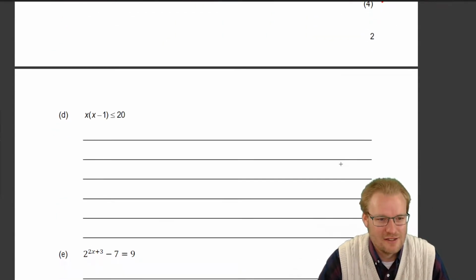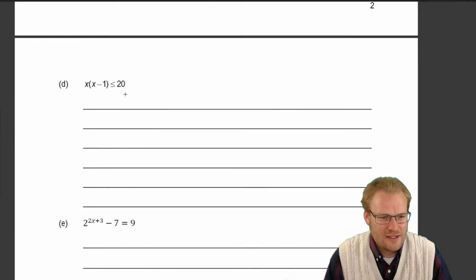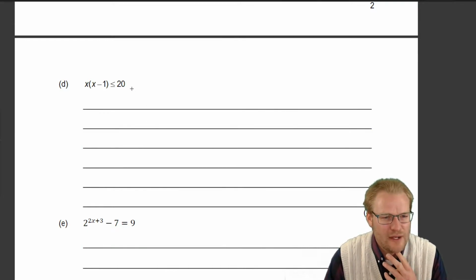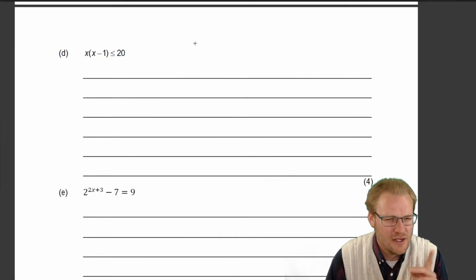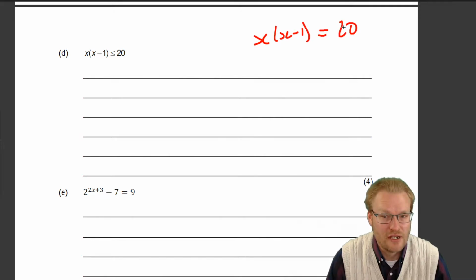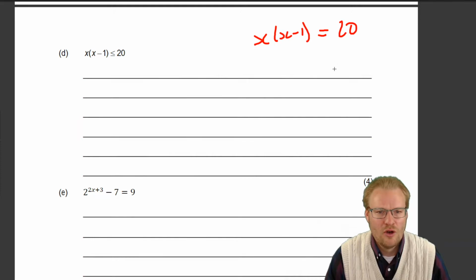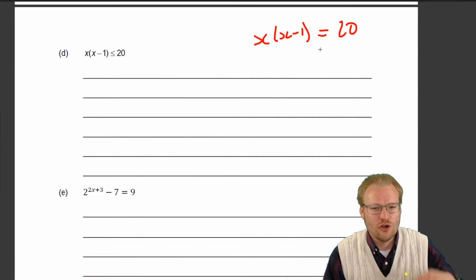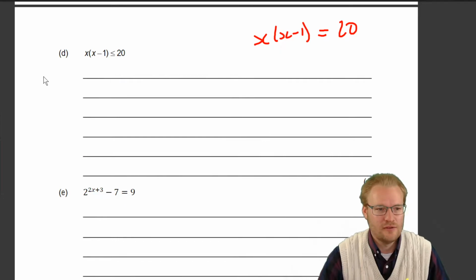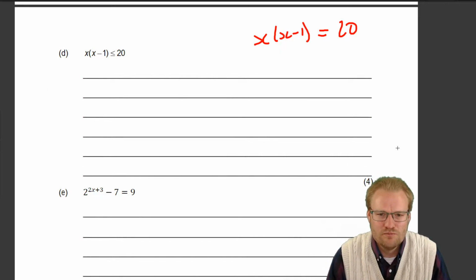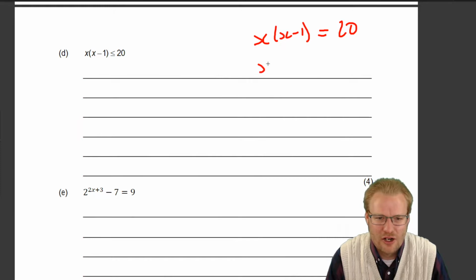Okay, so let's keep at it and go x minus 1 less than or equal to 20. Interesting. What was this one about? If I gave you this question, x minus 1 equals 20, as a different question, what would your method of attack be to solve this? I'd say that my method of attack would be, well, I'd multiply this out and go, oh, well, that's x squared minus x equals 20.